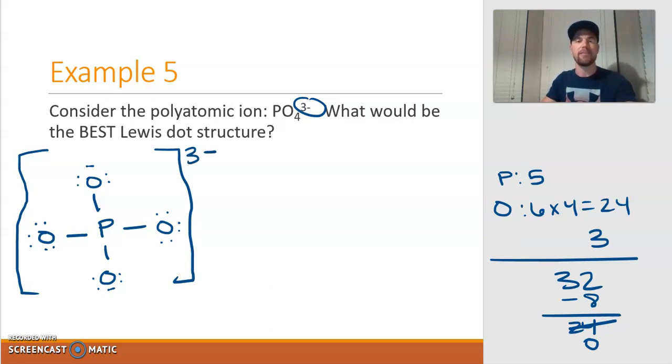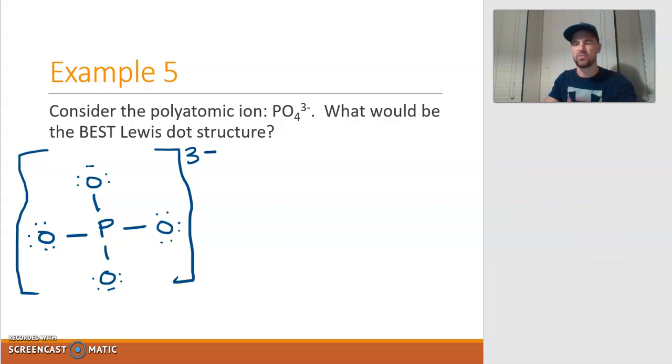Have I drawn a valid Lewis dot structure? Absolutely I have. I have drawn a structure that has the 24 electrons and all the octet rules are satisfied. But did I draw the best structure? Maybe, maybe not. You may be thinking, well, what else is there to do since all the octets are satisfied? Well, remember, what helps us figure out the best or most stable Lewis dot? It's formal charges, right?